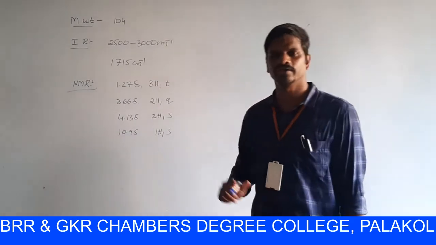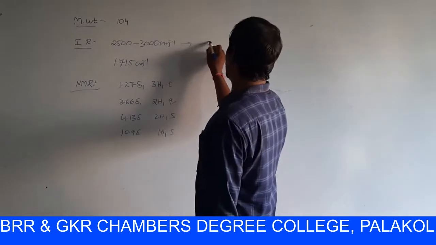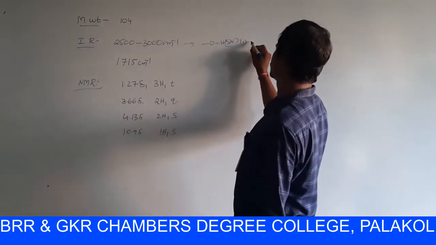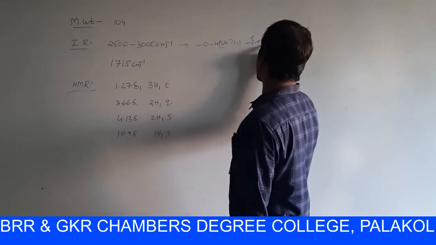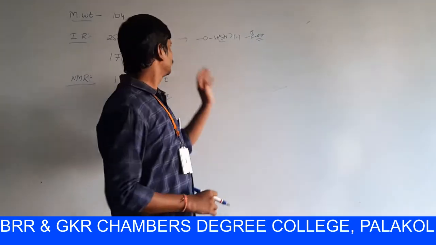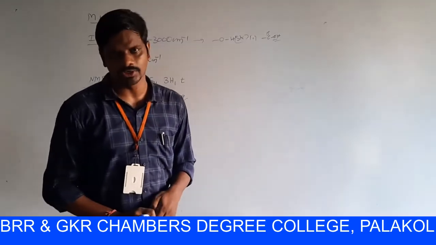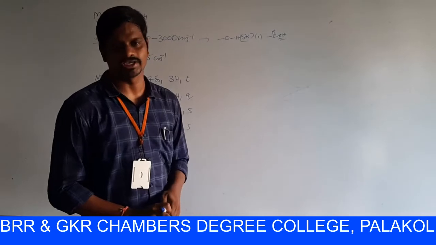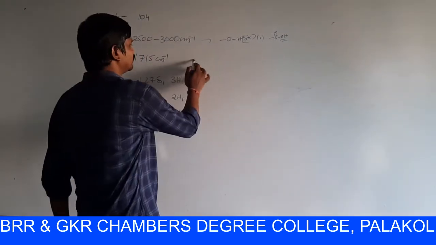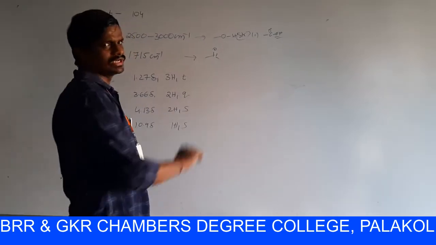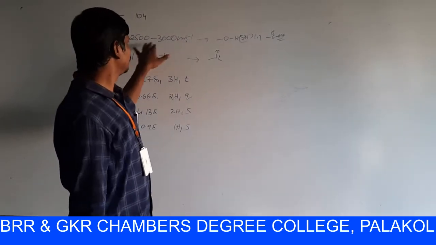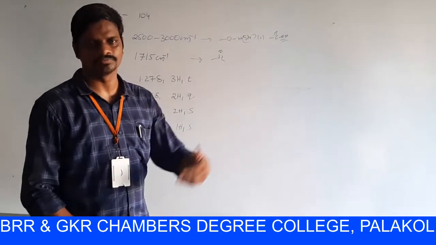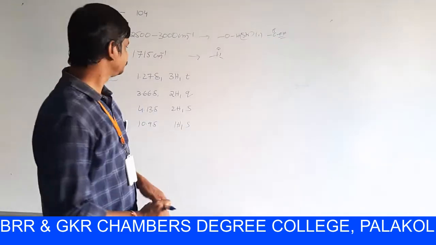So 2500 to 3500 centimeter inverse indicates OH frequency in carboxylic acids. This is a very important value. We already discussed it in the classroom. So 2500 to 3000 centimeter inverse is the most important value. It exhibits a broad band at 2500 to 3500 for carboxylic acid OH stretching frequency, and 1715 centimeter inverse indicates the C double bond O stretching frequency. Usually we say that this 2500 to 3000 centimeter inverse is carboxylic acid. Then 1715 centimeter inverse is also for C double bond O stretching frequency in carboxylic acid.